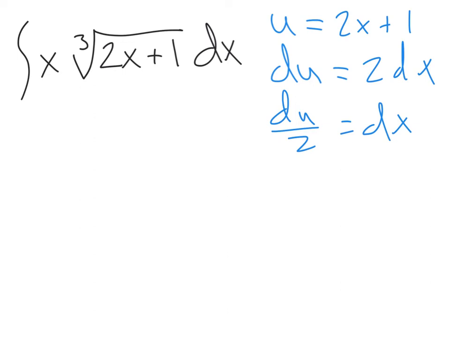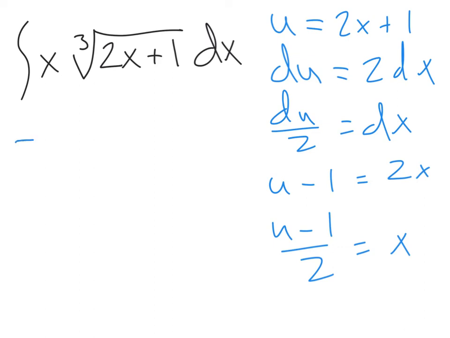Now if we take our u substitution though, this one right here, u equals 2x plus 1, we can solve that for x. We could subtract the 1 over and get u minus 1 equals 2x. And then we could divide by 2 and we could say u minus 1 over 2 equals x. So now we're going to rewrite this integral in terms of u.